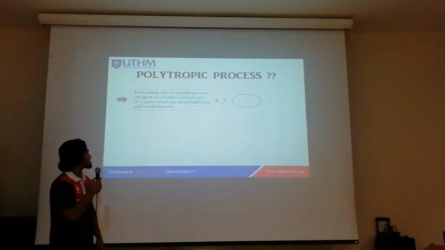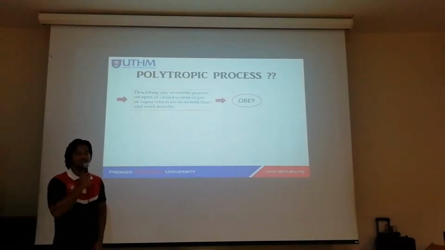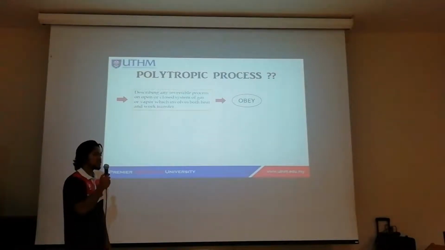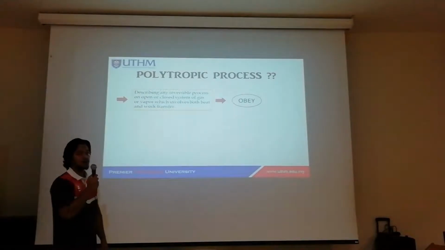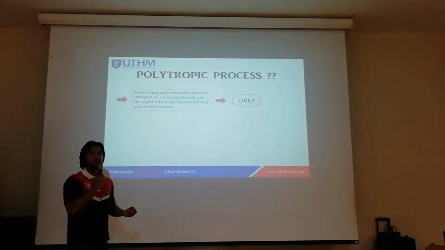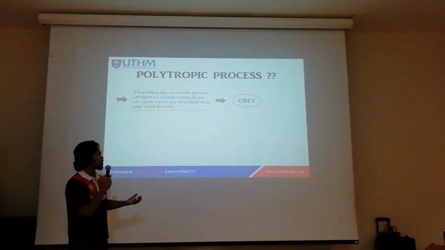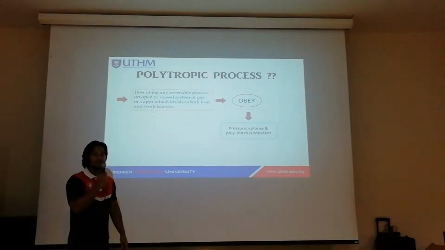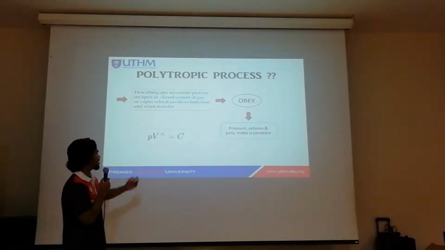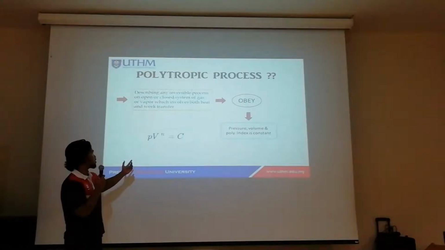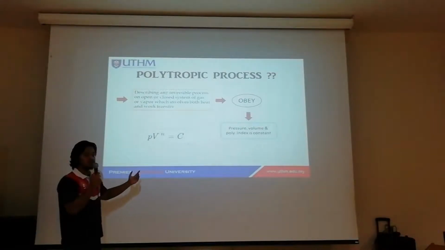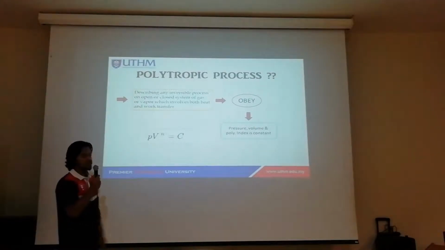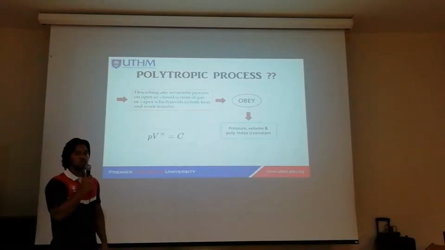Good. And this polytropic process must obey a certain law, and this law materializes in the form of an equation involving the pressure, the volume, and the polytropic index, which is n, which must equal a constant. Here you can see this equation: P V^n equals C, where P is pressure, V is volume, n is the polytropic index, and C is a constant.